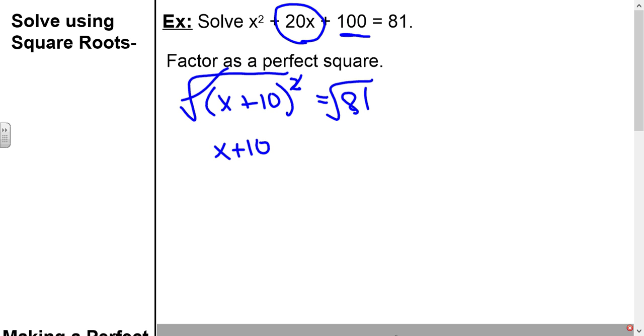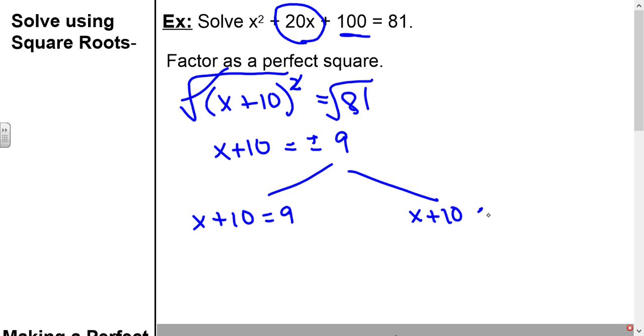And then what is the square root of 81? Well, this is where it gets tricky. The square root of 81 can be 9, or it can be negative 9. So we're going to change this into plus or minus 9. When this happens, we have two different equations. We have x plus 10 equals 9, and we have x plus 10 equals negative 9. So we have to solve both of these.